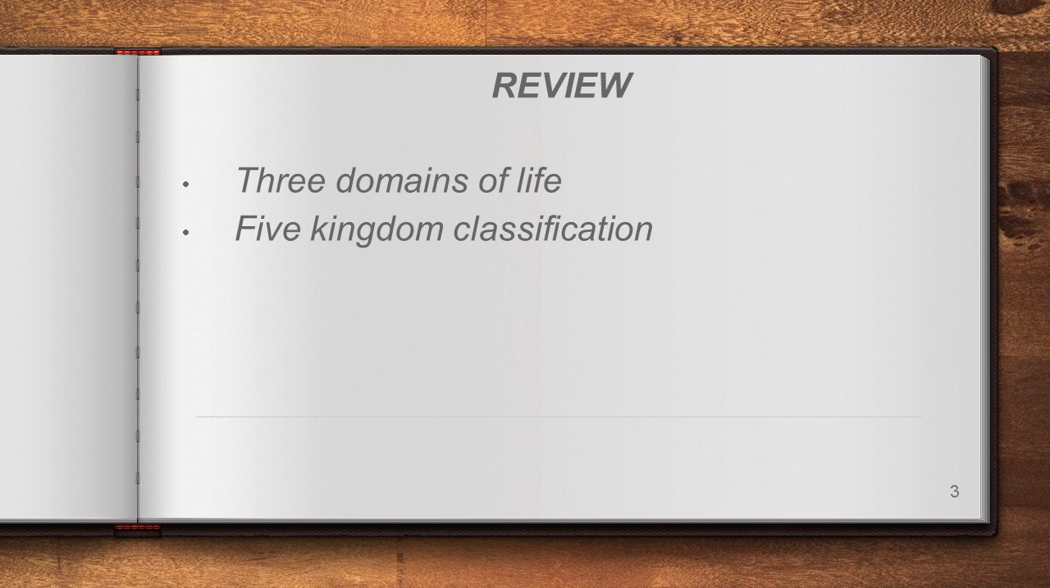So before we move to the topic, let us review the previous class. Last class we discussed the three domains of life and the five kingdom classification. Three domains: Archaea, Bacteria, as well as Eukarya. And the classification systems: five kingdom, six kingdom, as well as seven kingdom. Clear? Let us continue today's portion.